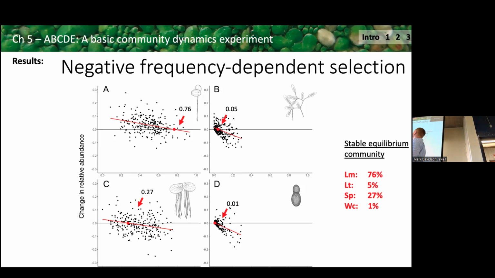So we get these negative relationships for all species. And what's interesting is that where the regression line intersects with the line of 0 growth, this is our predicted value for the frequency of that species in the hypothetical equilibrium community. So at an equilibrium, we predict Lemna minor to make up 75% of the individuals, Spirodella to make up about 25%, and the other 2 take up the loose change.